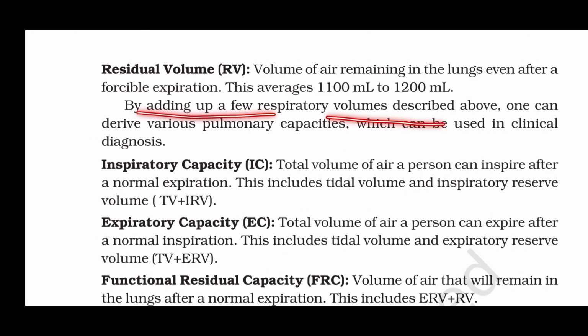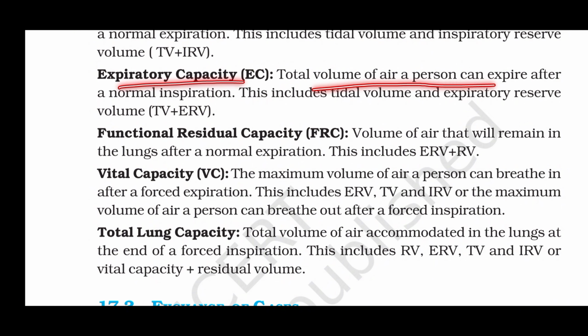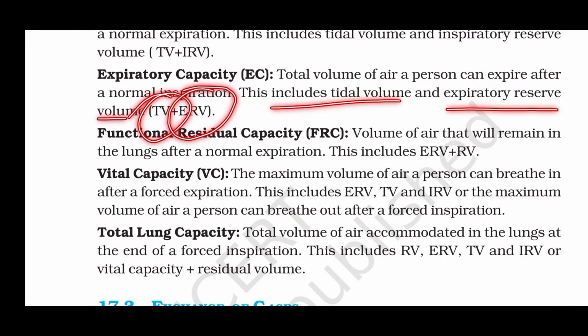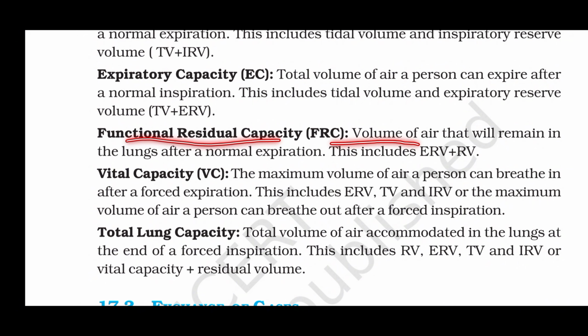By adding up a few respiratory volumes described above, one can derive various pulmonary capacities which can be used in clinical diagnosis. Inspiratory capacity: the total volume of air a person can inspire after a normal expiration. This includes tidal volume and inspiratory reserve volume, TV plus IRV. Expiratory capacity: the total volume of air a person can expire after a normal inspiration. This includes tidal volume and expiratory reserve volume, TV plus ERV. Functional residual capacity: the volume of air that will remain in the lungs after a normal expiration. This includes ERV plus RV.